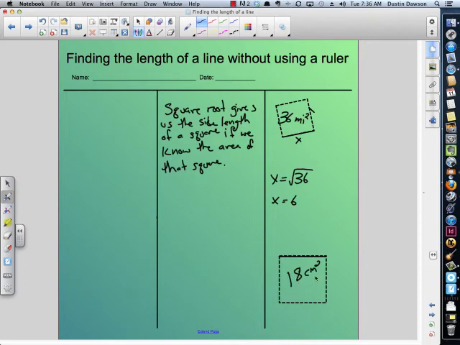And so how do we do this? How do we find out 18 square centimeters? If you know your perfect squares, you know that 18 is not one of them. 1 times 1 is 1, 2 times 2 is 4, 3 times 3 is 9, 4 times 4 is 16. Well, that's pretty darn close, but then 5 times 5 goes up to 25, so that's not 18 square centimeters.